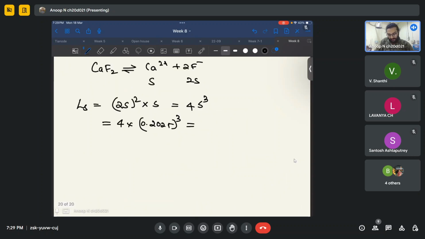So how can we write here? We can write 4 into, I'll rewrite it in molar units, that will be easy. 4 into 2.025 into 10 raised to minus 4 cube. The answer will be 3.32 into 10 raised to minus 11 molar cube.